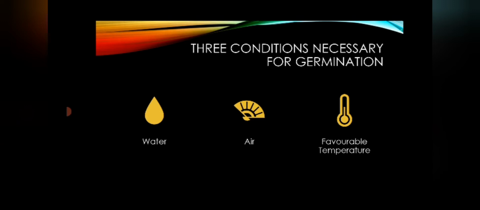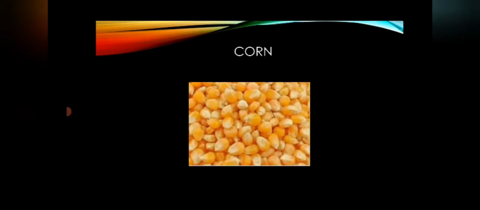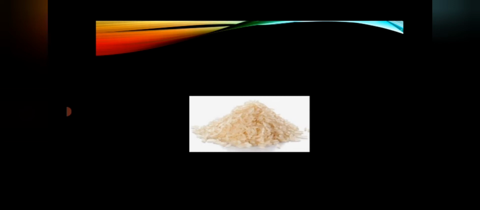Next we are going to see monocotyledon and dicotyledon plants. Kids, now let us see some examples of monocotyledons. Corn is an example of a monocotyledon. You can see the hilum present over here in the corn. Some other examples of monocotyledons are wheat and rice. These are the examples of monocotyledons.